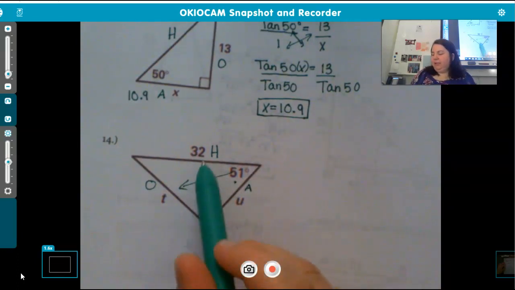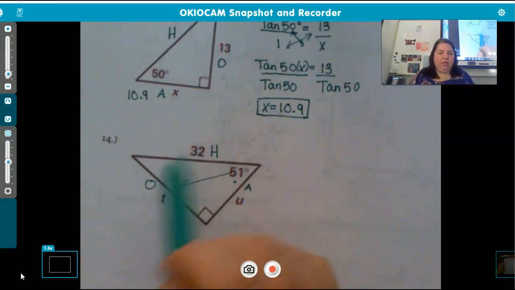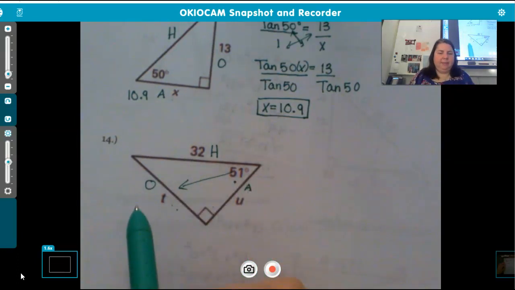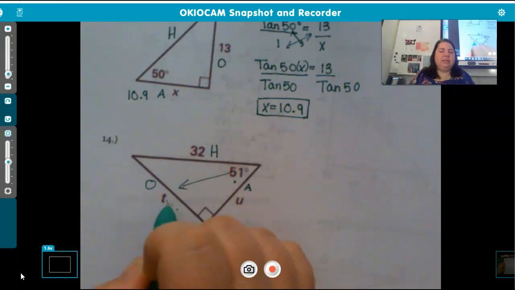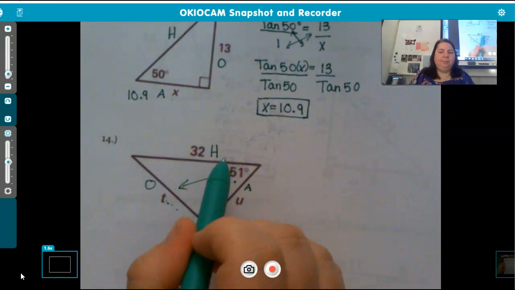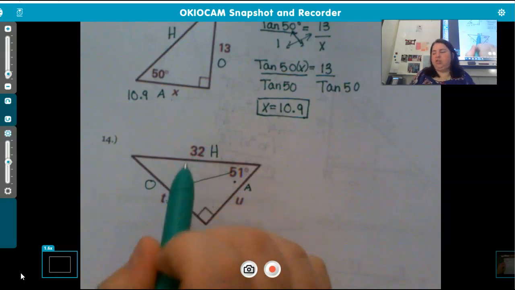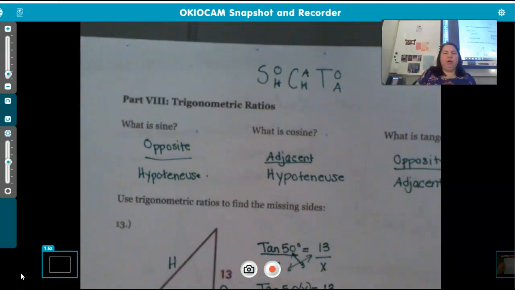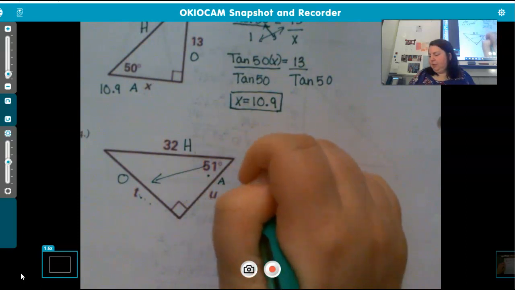Okay, so I want to find, let's start with T. What measurements do I have? We have H, O, A. If we're going with T, which side do we have labeled already with a number? H. So we have O and H. Let's go back up to our SOHCAHTOA. Where do we see O and H? The sine. So our sine of what?